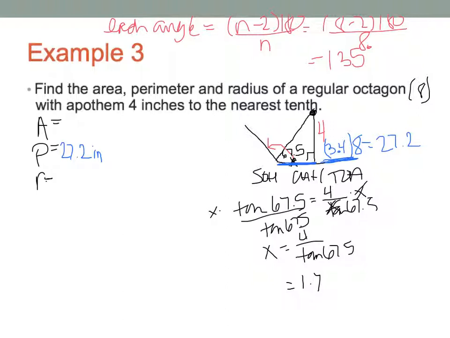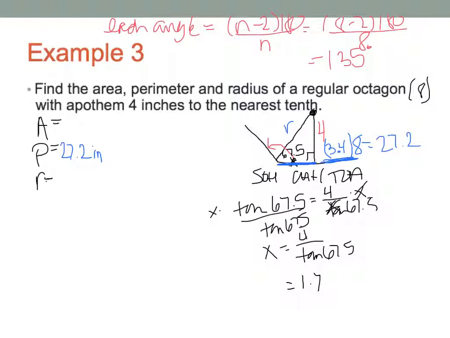The next thing I need to find is the radius. The radius, I'll mark it here in blue, is r. Let's use SOHCAHTOA again, since we're on a roll with the trig. You could also use the Pythagorean theorem and do 4 squared plus 3.4 squared, and then solve for r squared. But again, we're on a roll with the trig, so let's go ahead and do that.